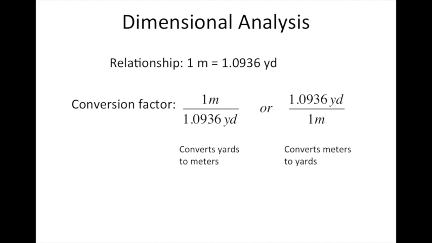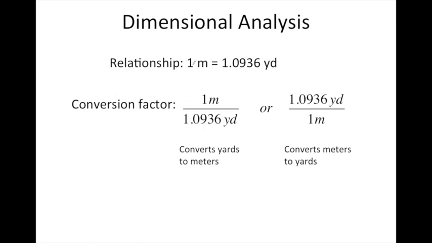So an example of a conversion factor might be this. 1 meter is equal to 1.0936 yards. This relationship can be used to convert a given quantity from meters to yards or from yards to meters. If we wanted to express this relationship as a conversion factor, we could express it one of two ways.